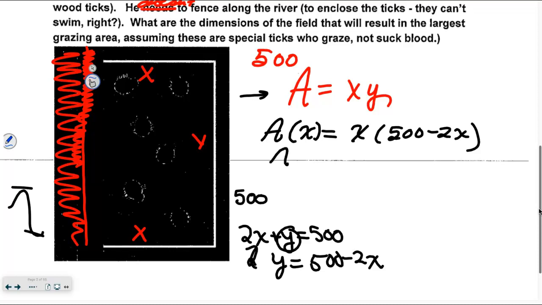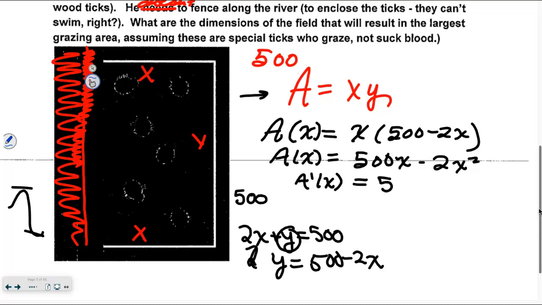Like this. So I'm going to write it as a polynomial. So I'd have my 500x minus twice x squared. Yesterday we talked about you shouldn't really use the product rule if you don't have to. And then, what's the next thing I do? You guys remember? Derivative. Yeah, with respect to that independent variable, I'm going to call it A prime of x. Yesterday I called it dA/dx, but I like to mess with notation on you.